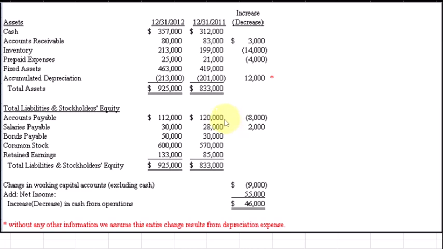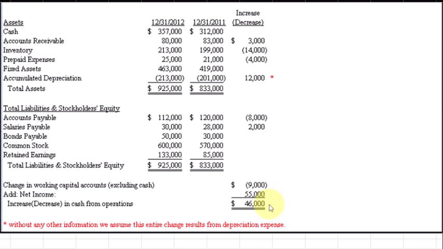If the liabilities go up, we assume that means we conserve more cash. That has a positive impact. So in this case, liabilities dropped, so it has a negative adjustment, but salaries payable increased, so we have a positive adjustment. So when we consider all of those changes, the net of those, if you were to sum all those changes, comes to $9,000. That's the change in working capital accounts, excluding the cash account. And they gave us net income, so we take the net income and we add in the change, which was a negative $9,000, and we've calculated the increase and decrease in cash from operations.